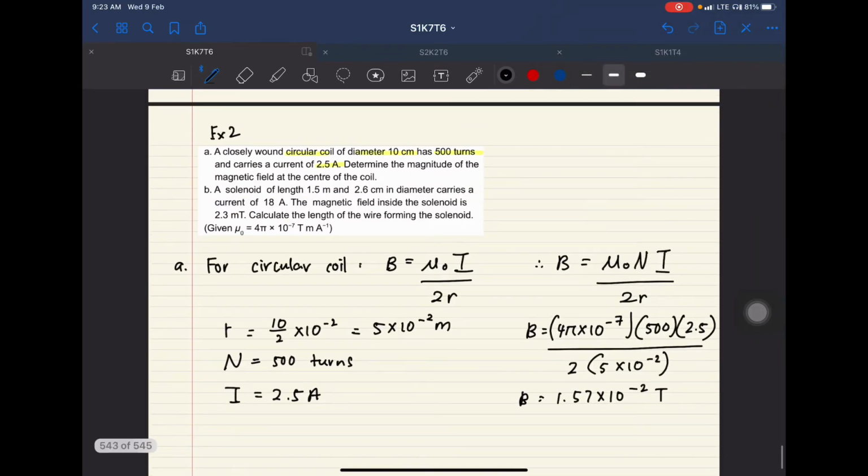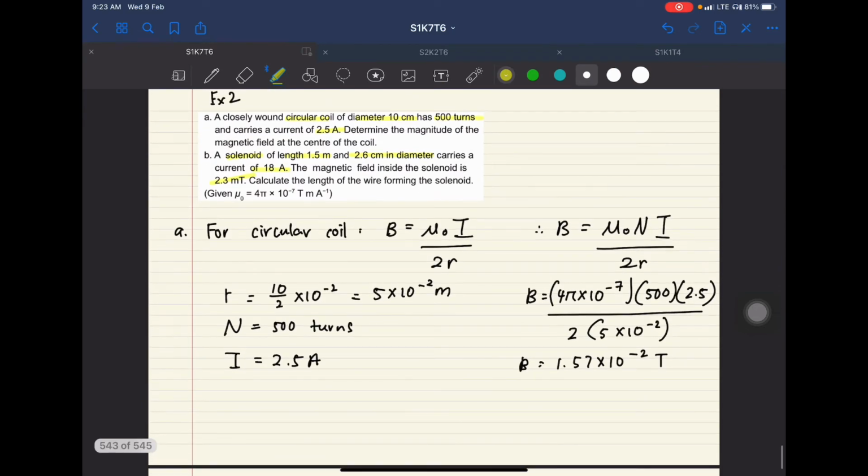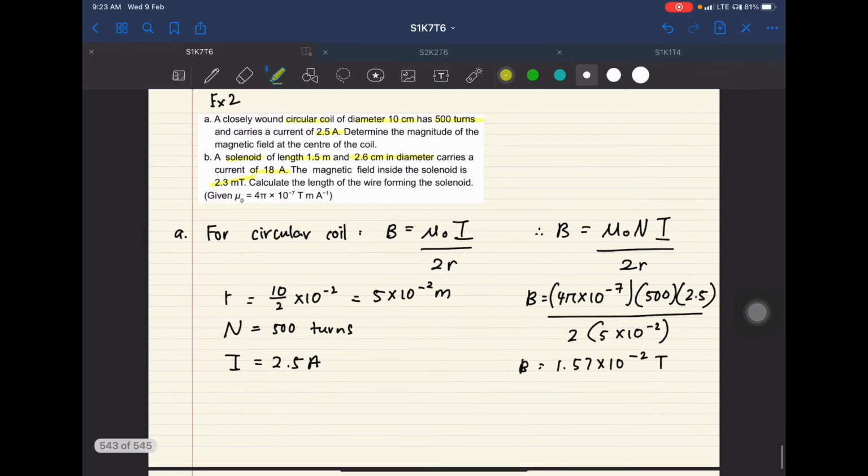The question B says a solenoid. Okay, so once it says a solenoid, you know straight away you have to use formula for solenoid. It gives you the length 1.5 meter, 2.6 centimeter in diameter, current of 18 amp. Magnetic field inside the solenoid is 2.3 millitesla. So inside means the center. Calculate the length of the wire forming the solenoid. You want to find the length of the wire. Interesting question.